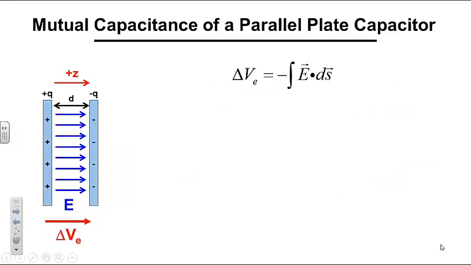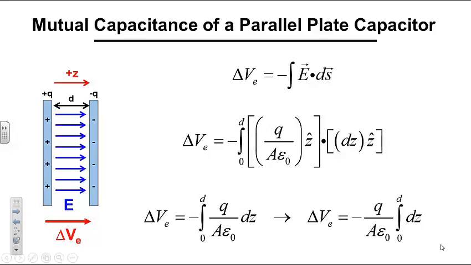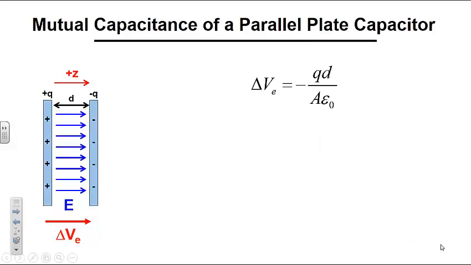The next step in the calculation is to integrate the electric field to determine the electric potential difference between the two plates of the capacitor. The electric field can be determined using Gauss's law. The magnitude of the electric field is constant and can be taken outside the integral. The remaining integral is straightforward and gives us the following result.